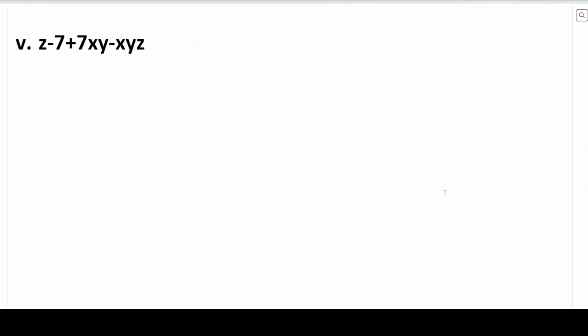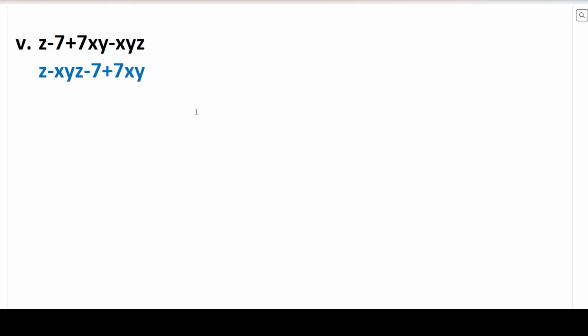Next problem. z minus 7 plus 7xy minus xyz. So in this expression, for finding the common factors, we have to rearrange the expression. Why? Here in z minus 7 we can't find any common factors. So for finding the common factors, we have to rearrange the expression. Z minus xyz minus 7 plus 7xy.